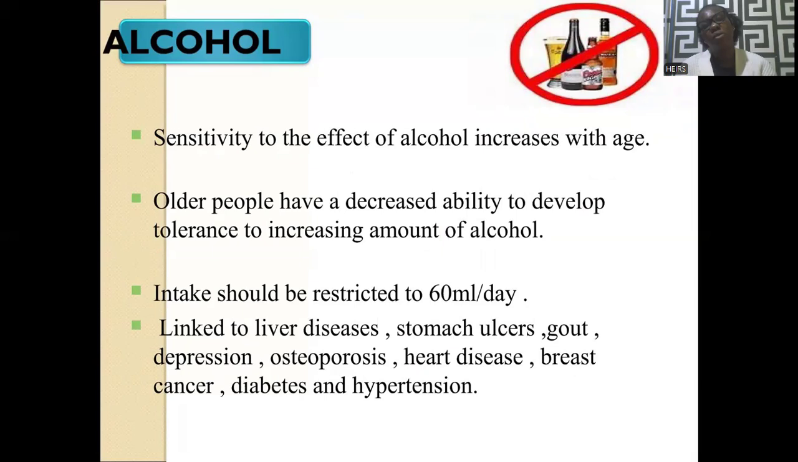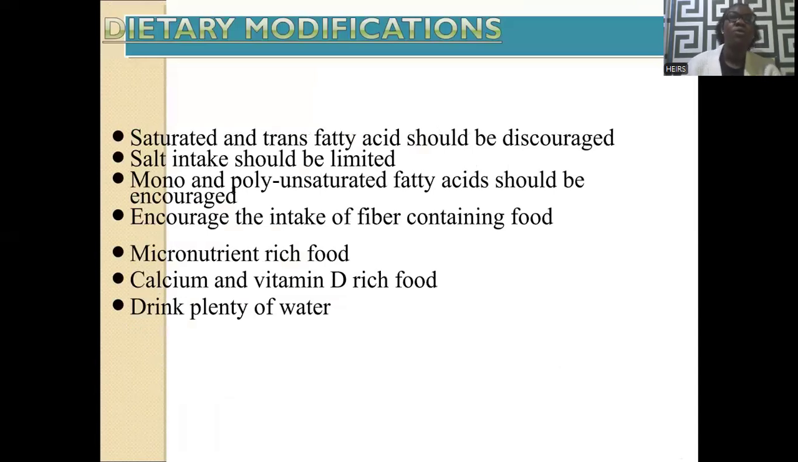Alcohol. Now, sensitivity to the effect of alcohol increases with age. The older the individual gets, the more sensitive they will be to the side effects of alcohol. So older people have a decreased ability to develop tolerance to increasing amounts of alcohol. So intake should be restricted to 60 ml per day. And excessive alcohol consumption is linked to liver diseases, stomach ulcer, gout, depression, osteoporosis, heart disease, breast cancer, diabetes, and hypertension.